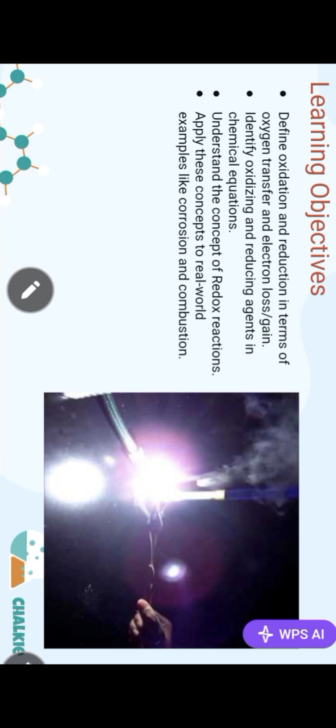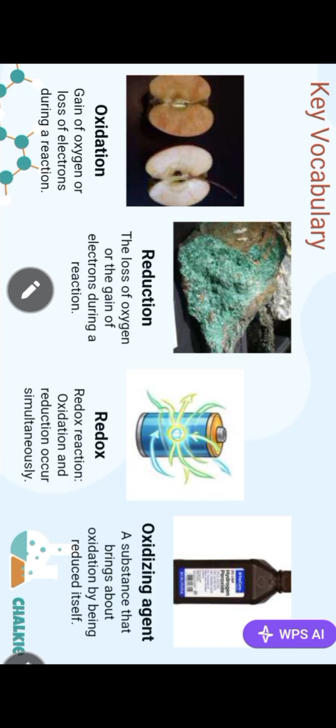And you should be able to identify oxidizing and reducing agents in a chemical equation, understand the concept of redox reaction, and apply this concept to real world examples like corrosion and combustion. The key vocabulary, that is subtopic under oxidation and reduction. So we'll be discussing oxidation, reduction, redox, oxidizing agents, and also reducing agents.